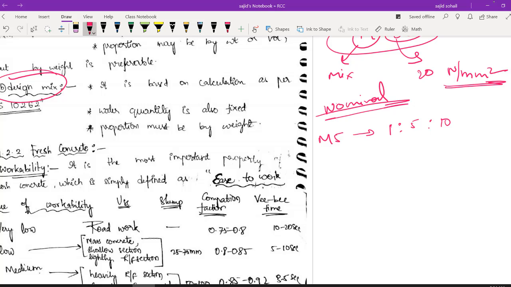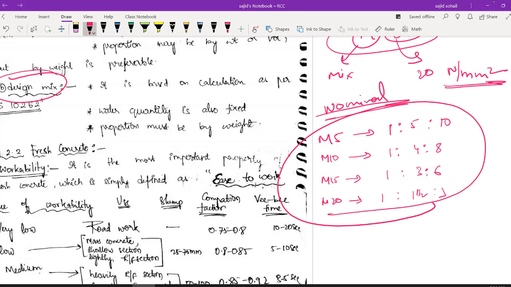Okay, and if you want M10 concrete, it is 1 is to 4 is to 8. If you want M15 concrete, it is 1 is to 3 is to 6. And if you want M20 concrete, it is 1 is to 1.5 is to 3. So please make a note of this. This is very important and you have to be perfect in this. You should never forget this. M5, M10, M15, M20. So in small examinations, ऐसे questions आने के chances हैं.